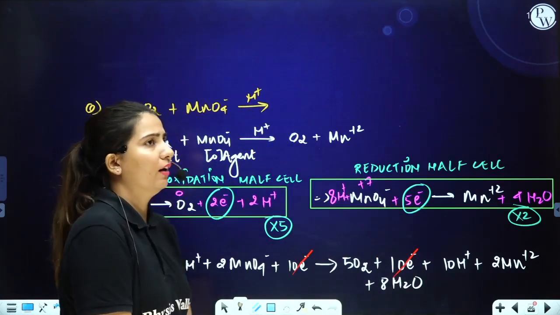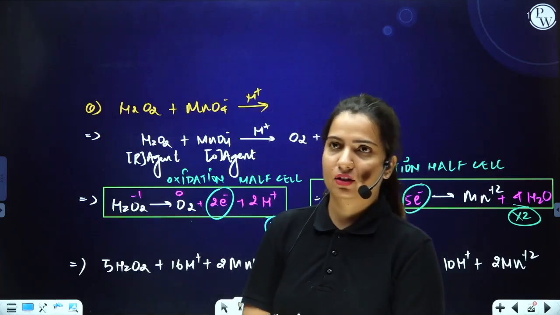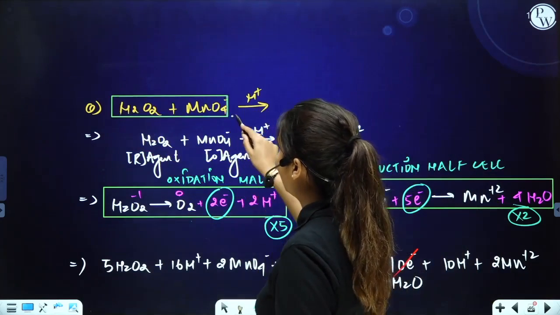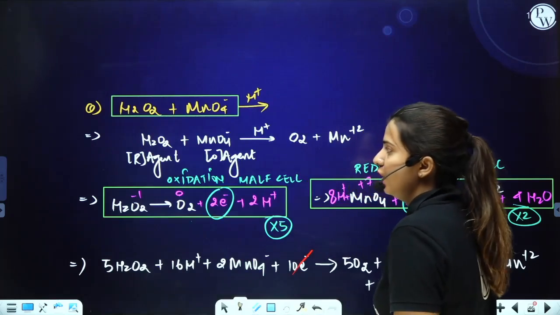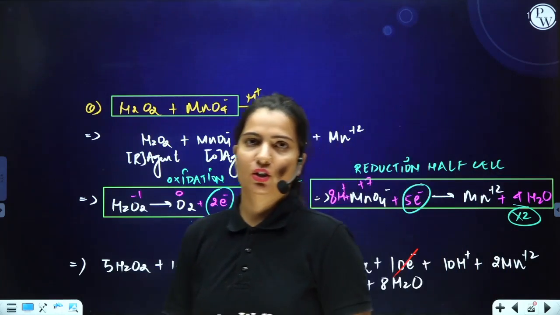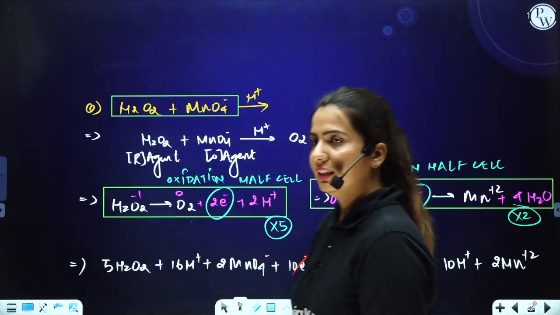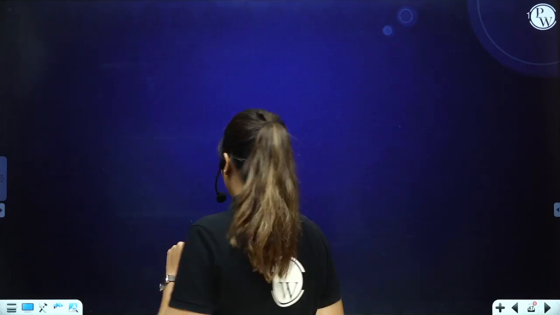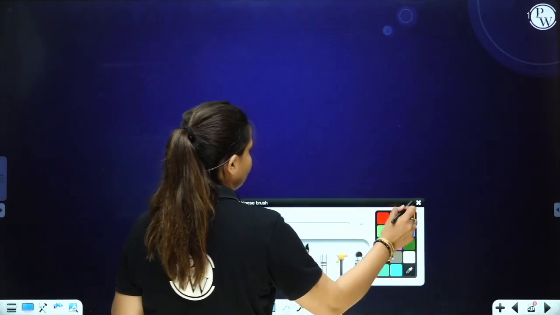So this is how you have to solve the reaction where H2O2 is either the oxidizing agent or the reducing agent. Okay, so let's discuss the further things of H2O2. Now one more thing is the volume strength of H2O2. Many times this question is asked, what is the volume strength of H2O2, and many students are confused in this topic. So let's discuss volume strength of H2O2.